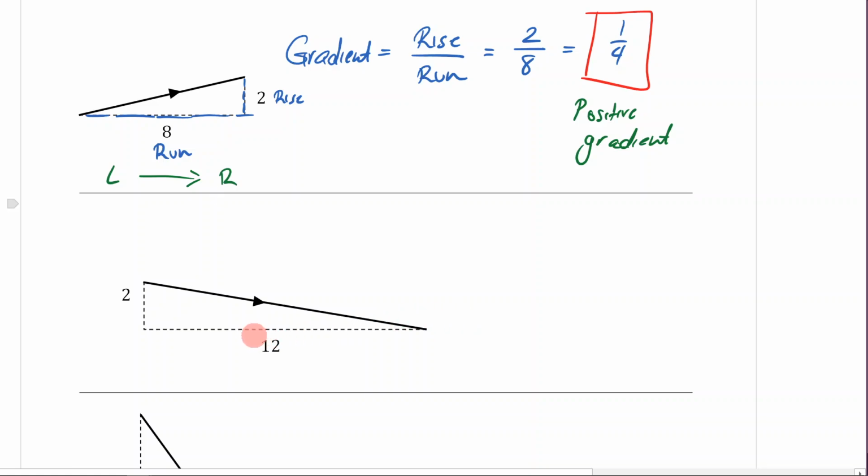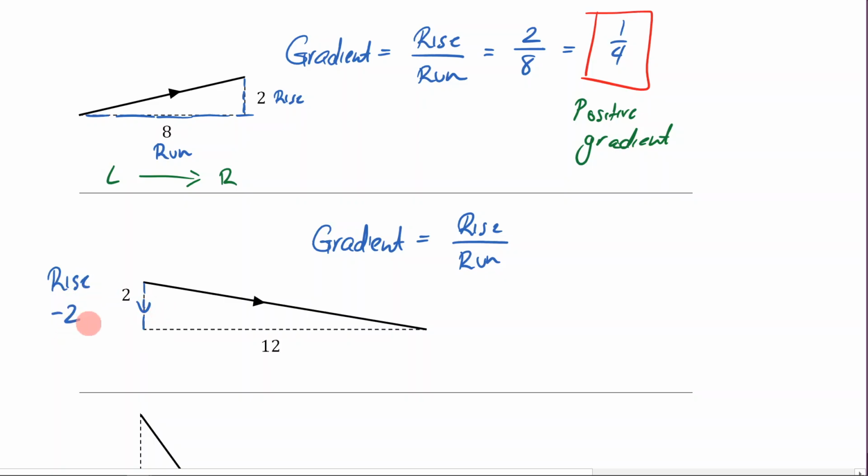You should immediately notice that my answer here should be negative because moving from left to right, it's going down. All right, so that's the first thing. But let's approach it as normal. My gradient here is going to be my rise over my run. Now, this is a 2. I'm going to say that my rise here is going down by 2. And then it's got a run of 12. So I'm saying that my rise here is -2 because it's going down. It's not just 2, it's -2, I'm going to say.